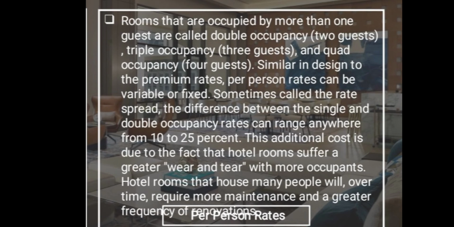The difference between the single and double occupancy rates can range anywhere from 10% to 25%. This additional cost is due to the fact that hotel rooms suffer greater wear and tear with more occupants. Hotel rooms that have many people will over time require more maintenance and a greater frequency of renovations. So, per person rate is the rate you charge for one person to stay with one other person in the same room. And that's all.